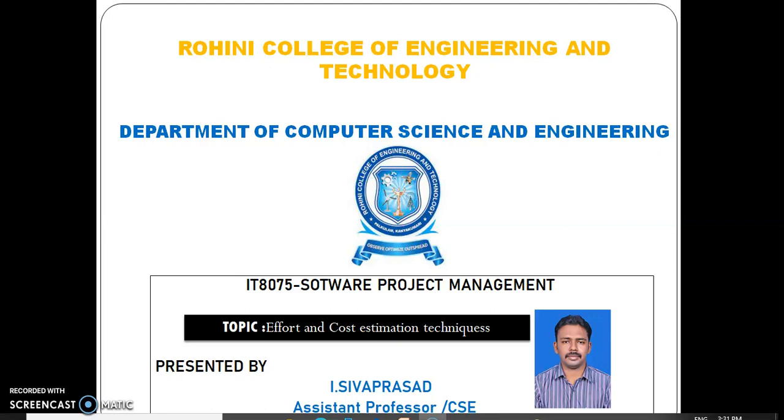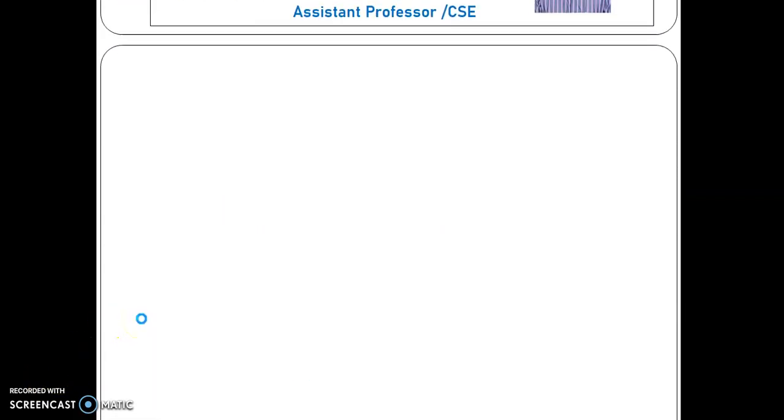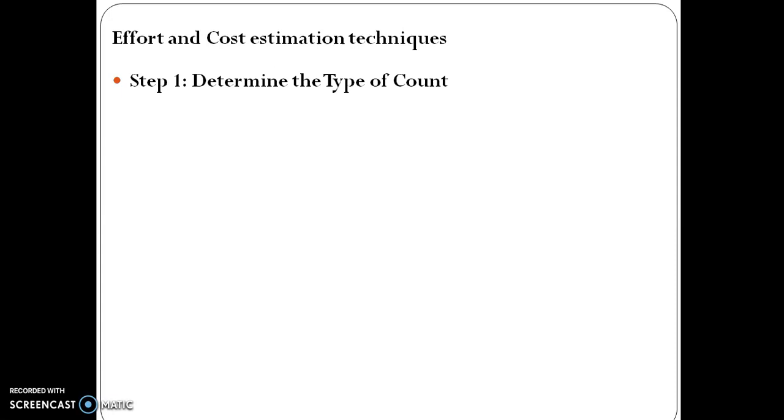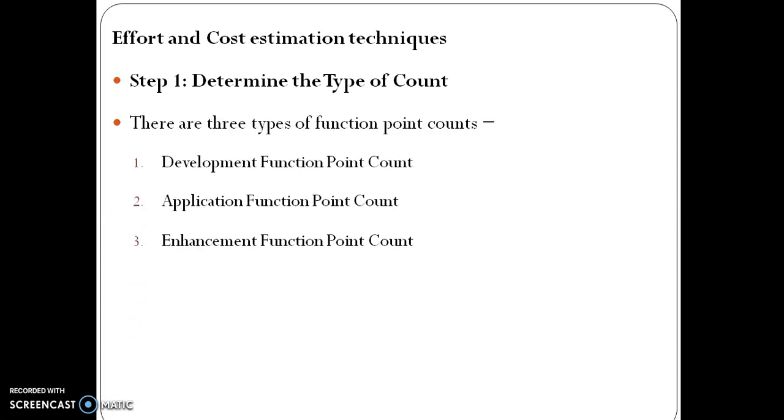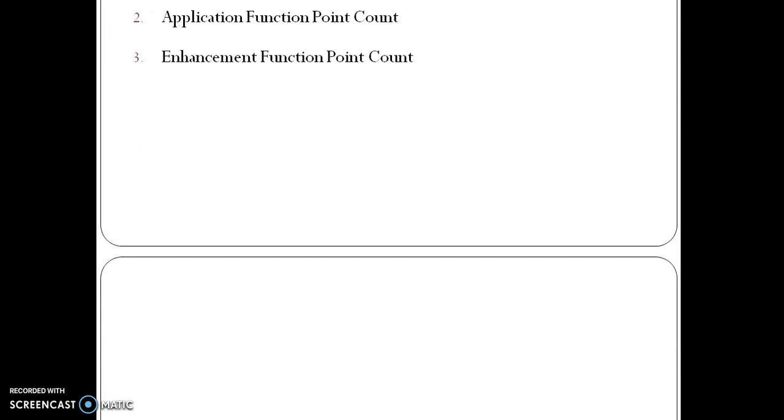Software project management. The topic is effort and cost estimation techniques. Step 1. Determine the type of count. There are three types of function points. One is development function point count. Second one is application function point count. Third one is enhancement function point count.